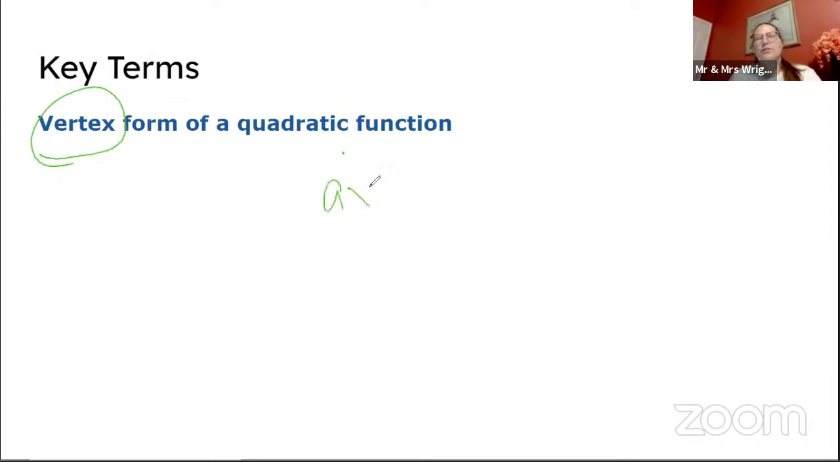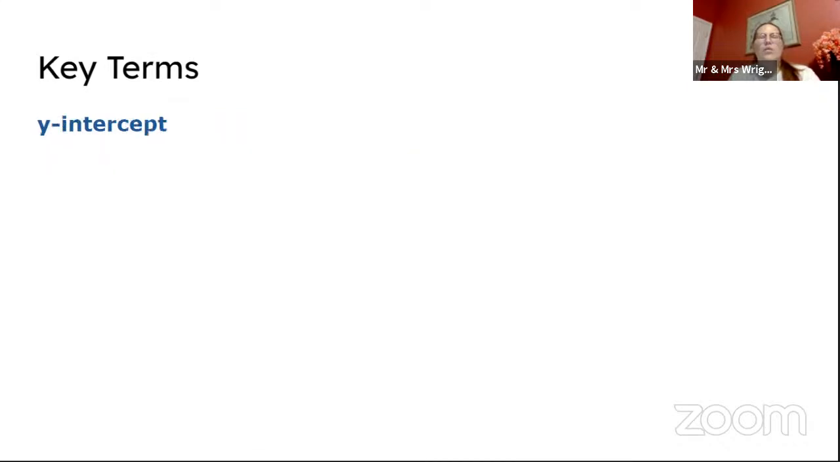Whereas with the standard form, ax squared plus bx plus c, you can't look at this and say, oh, I know what the vertex is. We're going to see in the next lesson how to find the vertex for that. But when you're in the vertex form of a quadratic function, you can just look at it and say, oh, I know what the vertex is, and write down the answer. So that's what the vertex form of a quadratic function is.